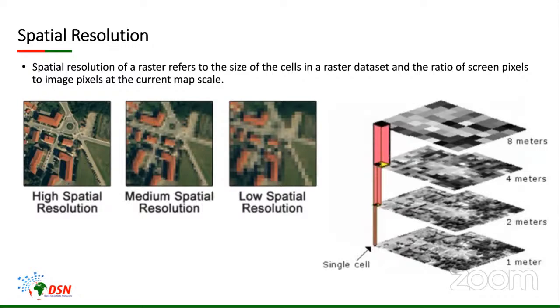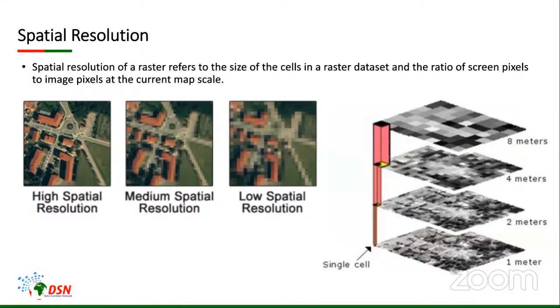So the image you are looking at on your screen is an example of spatial resolution. To your left-hand side, you can see high spatial resolution, medium spatial resolution, and low spatial resolution. Each image you're looking at consists of pixels that are made up of raster data. So the higher the number of pixels in a spatial resolution, the lower the resolution.